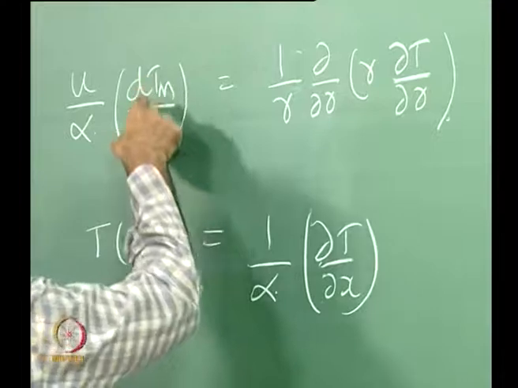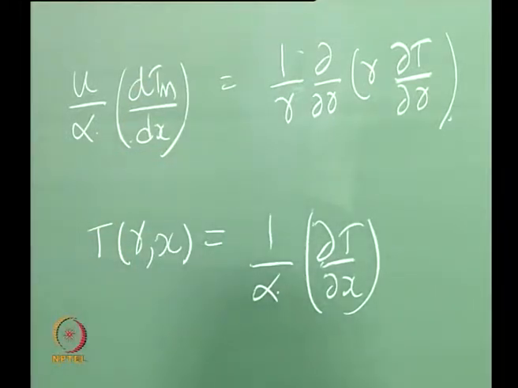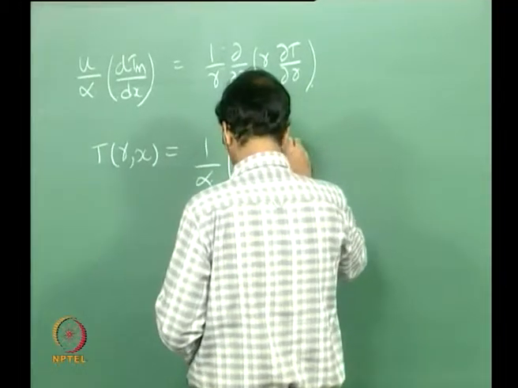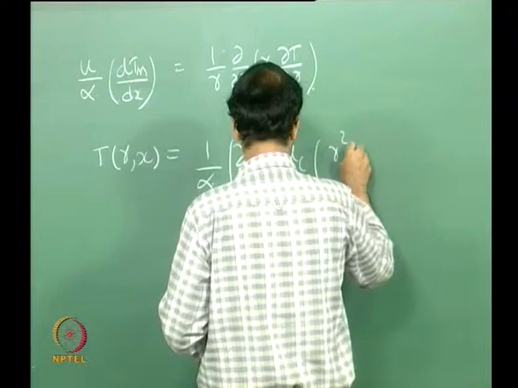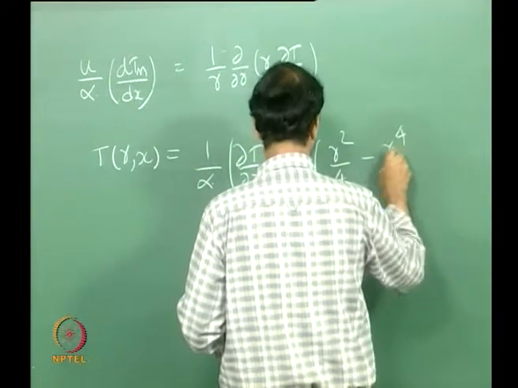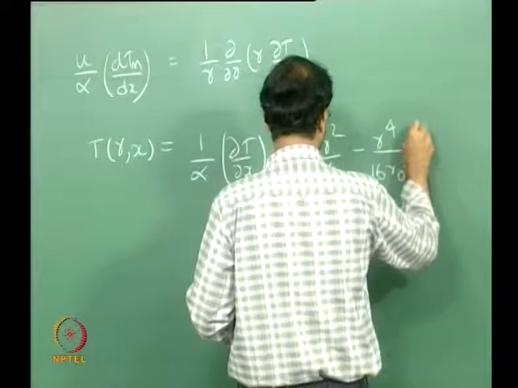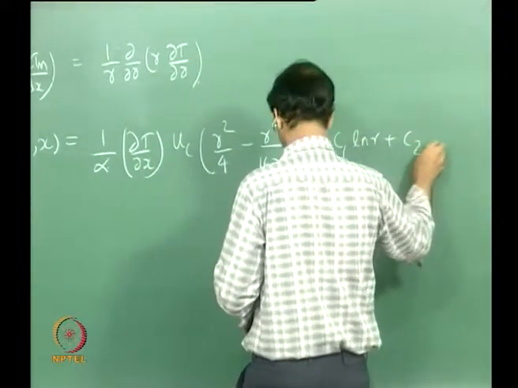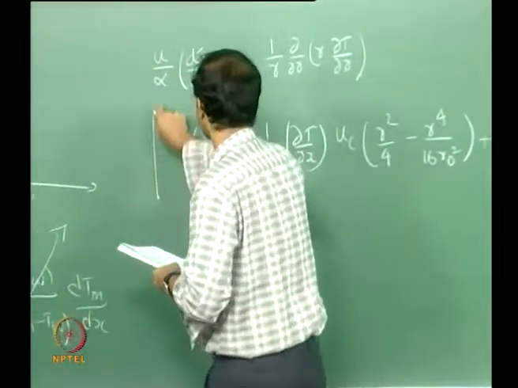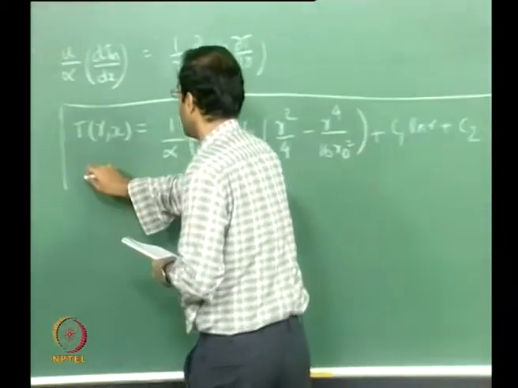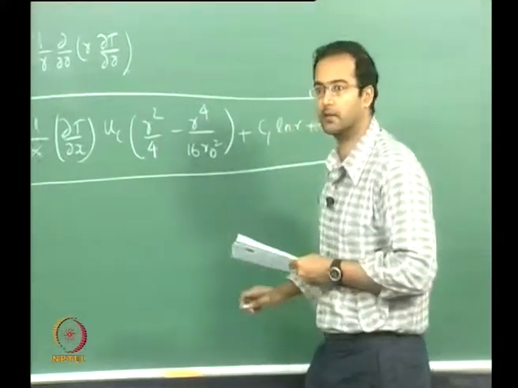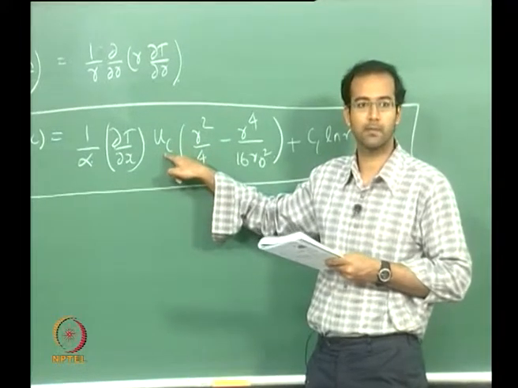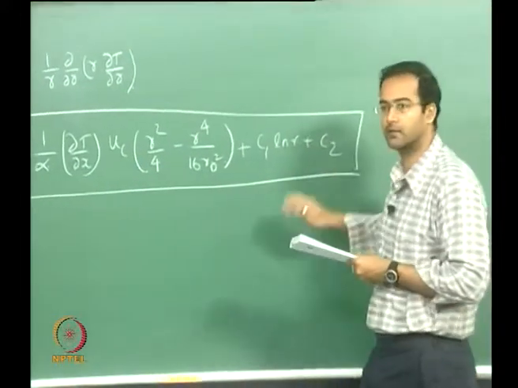So I can either use dT by dx or dTm by dx, they just mean the same and they are just constants. So you have T = (uc/alpha)(dTm/dx)[r^2/4 - r^4/(16 r_0^2)] + C1 ln r + C2. So this is what I get, somewhat similar to the velocity profile where you had a pressure gradient in the place of this dT by dx, you had dp by dx there and you had a similar variation.